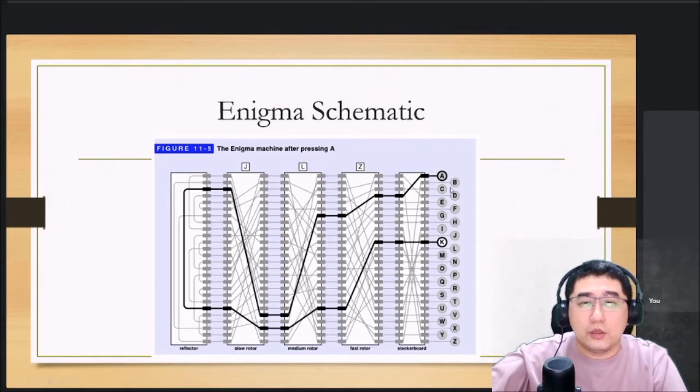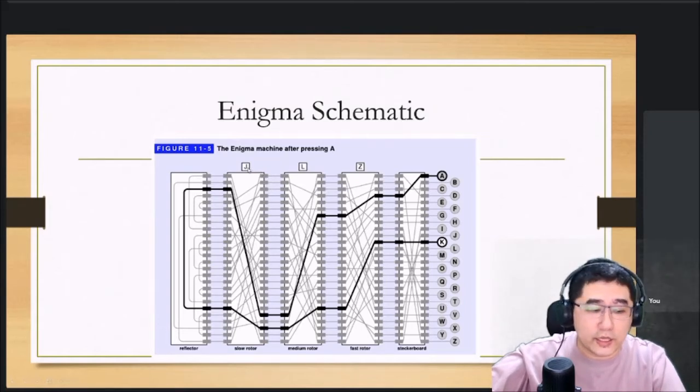If you press the button A, you'll go to the plug board. This is the plug board. Then go to the first rotor, the second rotor, and the third rotor. The letters JLZ here are just representing the setting. As I said earlier, you can set the setting as AAA, or something else. There are many different settings.